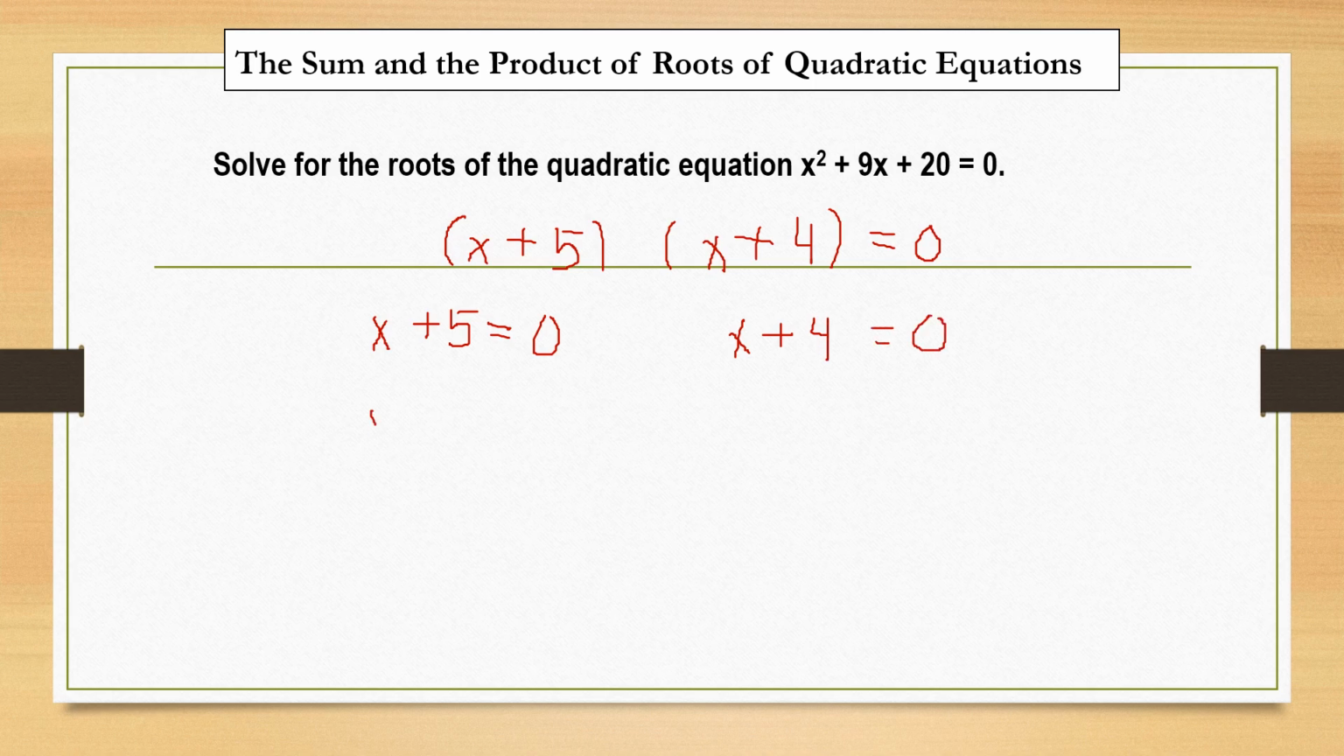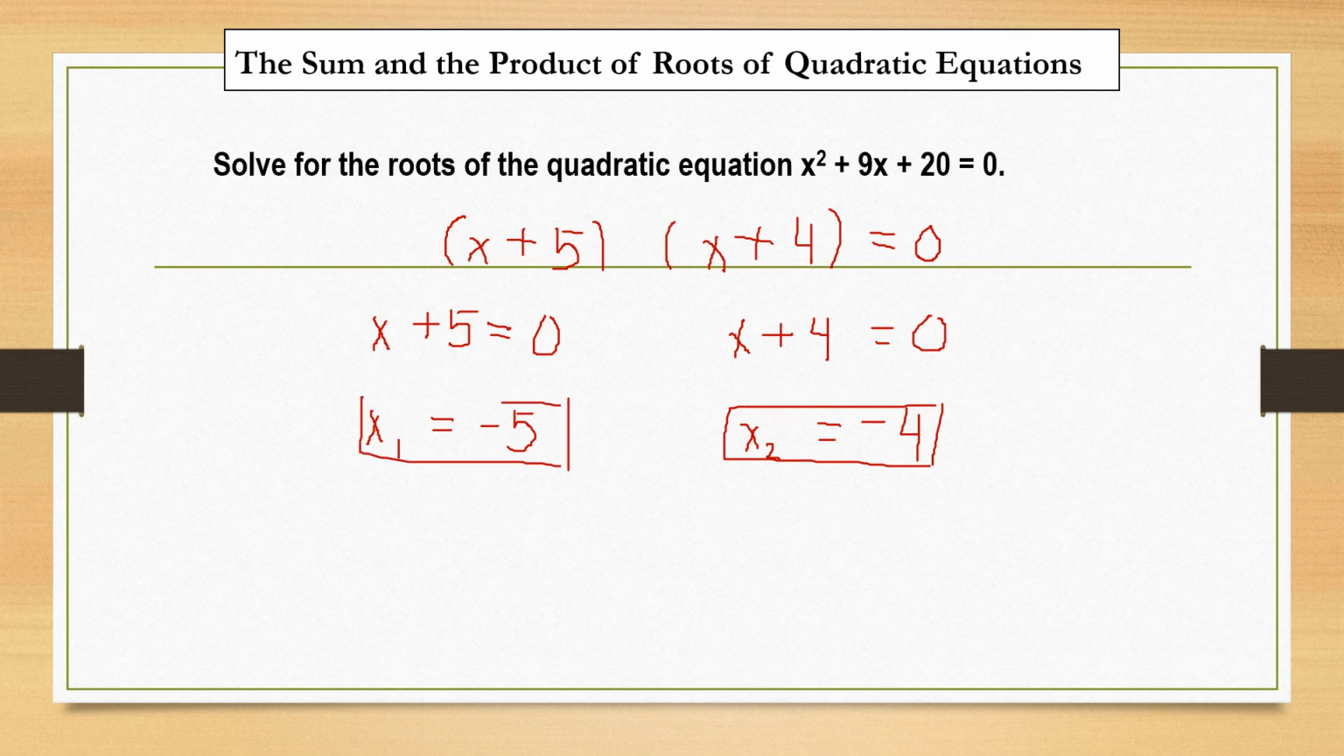Solving for x sub 1 is equal to negative 5. X sub 2 is equal to negative 4. So the two roots of the given quadratic equation are negative 5 and negative 4.